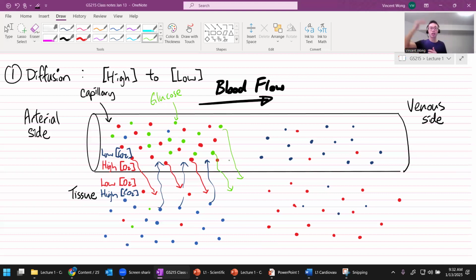So the direction of movement is dependent on the difference between the concentration inside the capillary versus outside. It's always going to go from high to low. And as long as the substance that we are looking at is small enough to leave the capillary wall, then it will. And it's governed by diffusion. All right, so that's the first one.